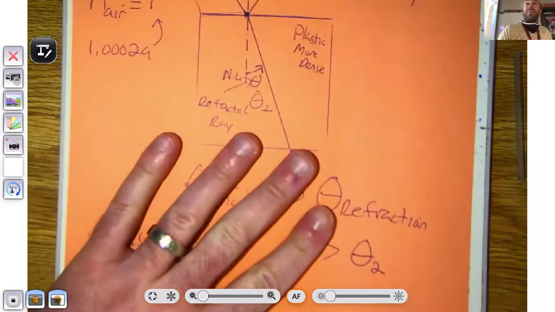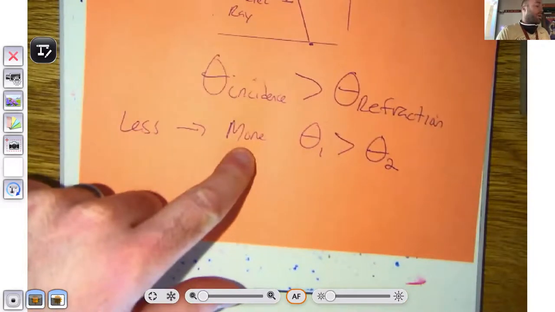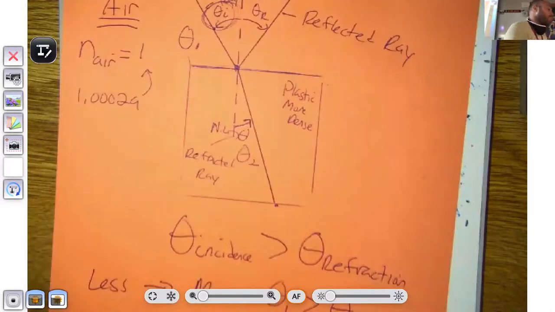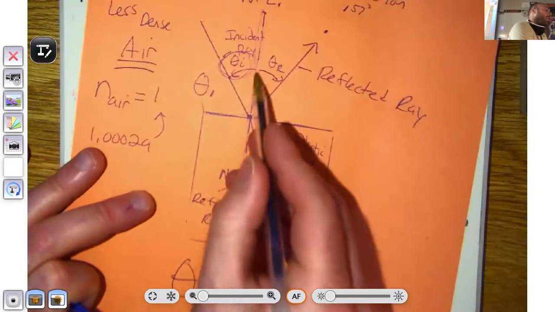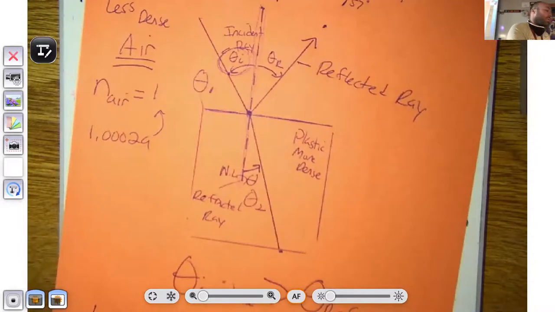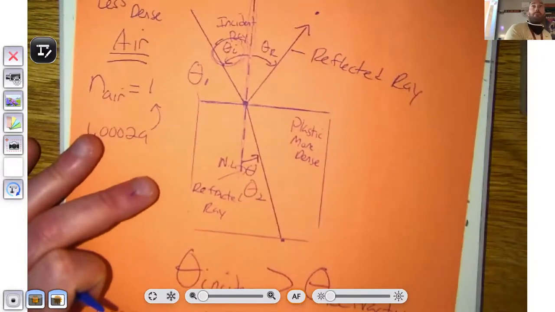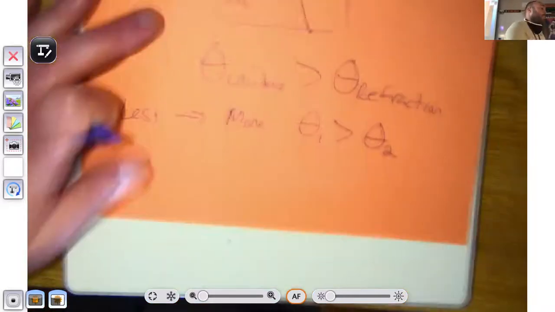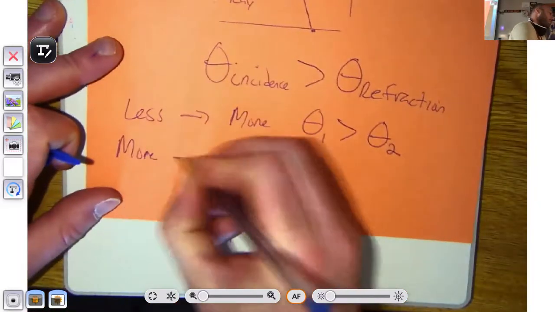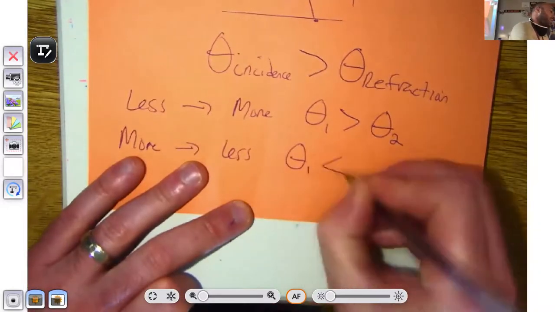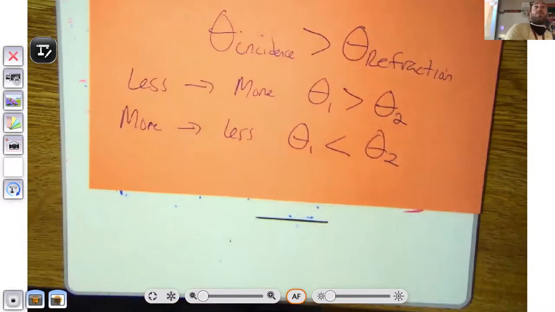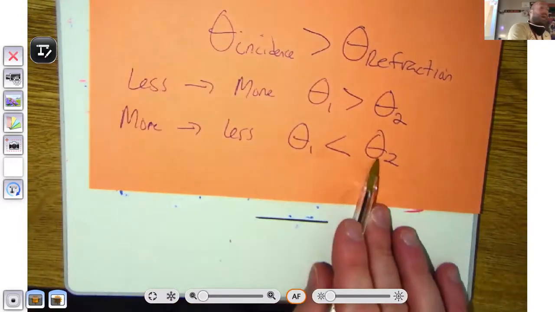So this idea is that if you are going from a less dense material to a more dense material, your angle becomes smaller. And it becomes smaller relative to your normal line. You always measure your angles relative to that normal line. Now, what happens if you go from a more dense to a less dense medium? What do you think would happen then? You'd speed up, and instead we would see the opposite case. As you speed up, your second angle is actually larger.